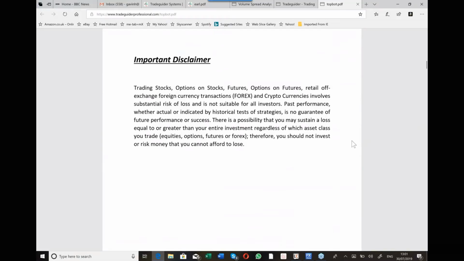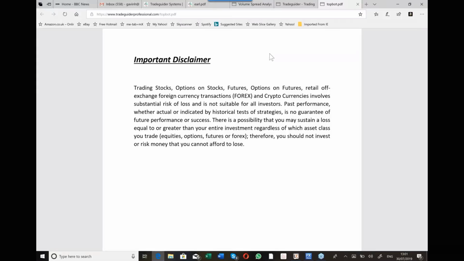And I just do want to read that disclaimer as we're going to go to some live charts in a minute. Trading stocks, options on stocks, futures, options on futures, retail off-exchange foreign currency transactions, forex, and cryptocurrencies, because that's what we're going to be doing in our fund, involves substantial risk of loss. It's not suitable for all investors.